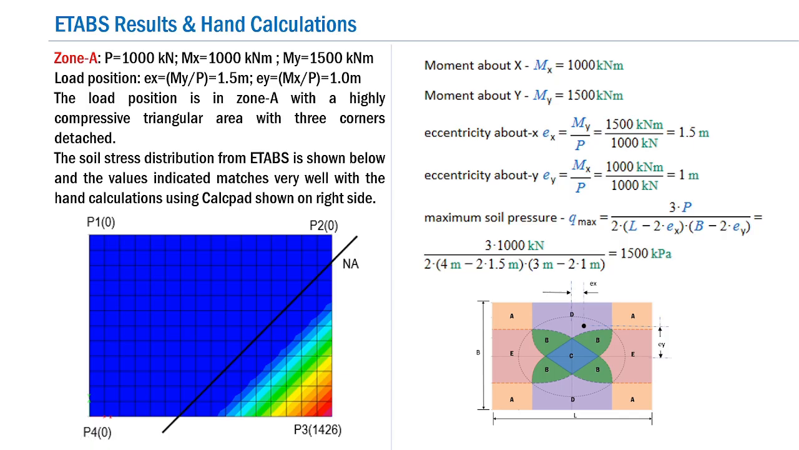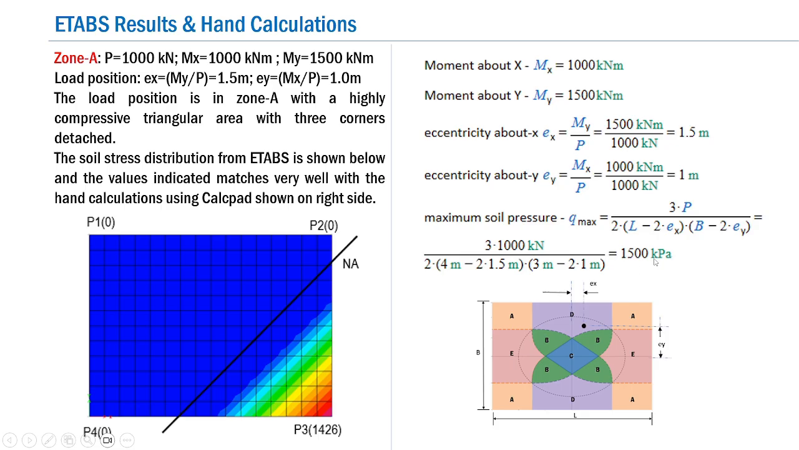So let us see how these results match with the hand calculations. Here the calculations are done again using the CalcPad. We can find that Mx and My are the same, 1000 and 1500 kN, with the Ex and Ey as 1.5 and 1 meter. And we have got only one soil pressure, that is the soil pressure at this node, because we know that the soil pressures at the other corners will be 0. The maximum soil pressure is estimated using the standard formula Qmax is equal to 3P divided by 2 into (L minus 2Ex) into (B minus 2Ey), and this has provided a maximum soil pressure of 1500 kPa.